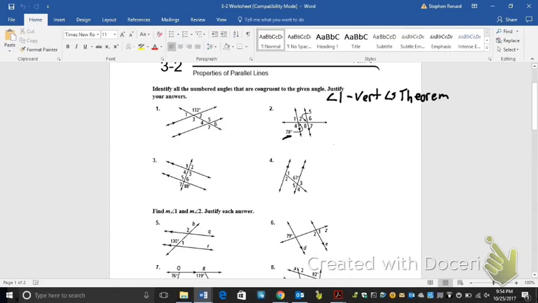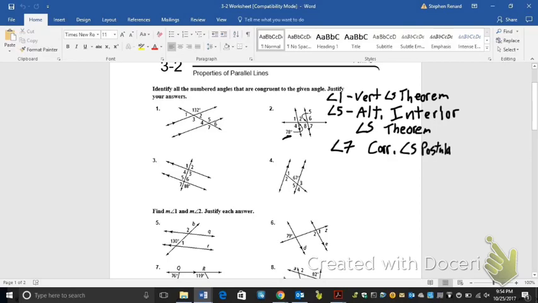So we have 1 there. And the next one is we're going to be able to say 5, because 5 and that 78-degree one are alternate interior angles. And the alternate interior angle theorem says that when two parallel lines are crossed by a transversal, the alternate interior angles are congruent. And finally, we have 7 because of the corresponding angles postulate.